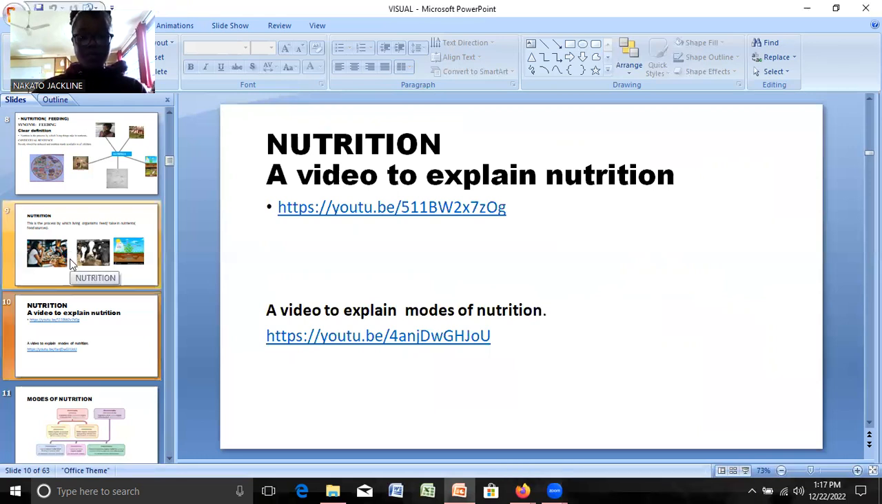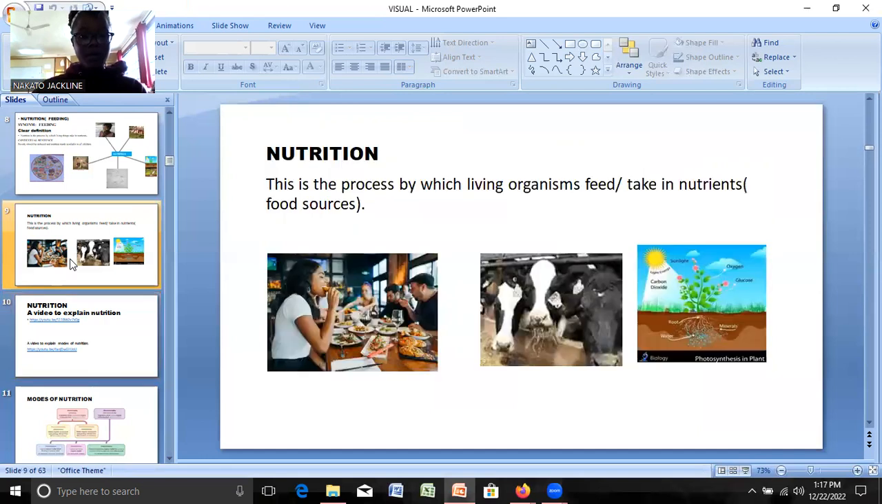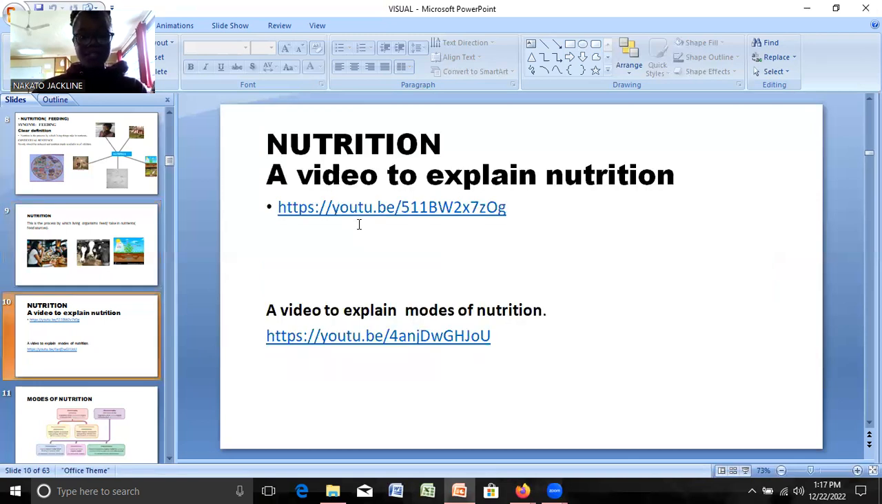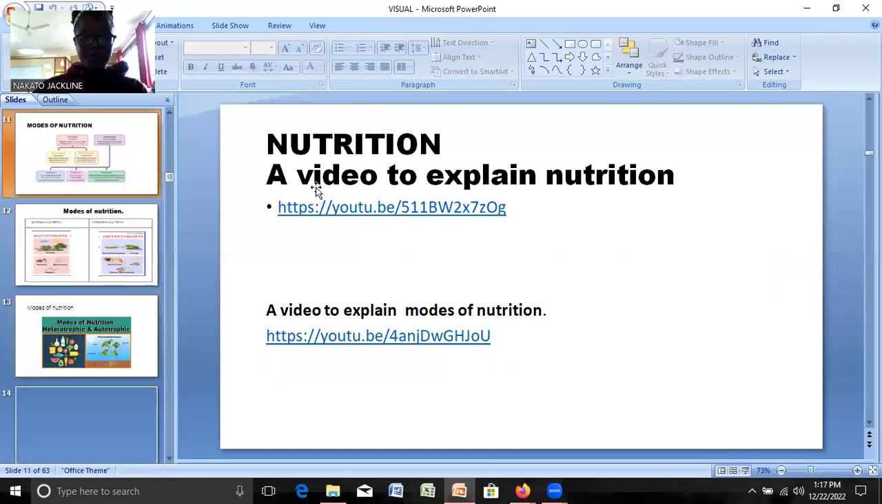Here we see people taking in pizzas, something nutritious, cows taking in grass, and plants. And this is the keyword of our whole topic. So if deaf learners understand that nutrition is the taking in or eating of something, they will be able to understand.